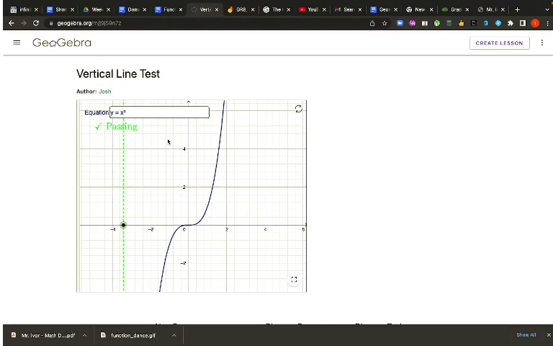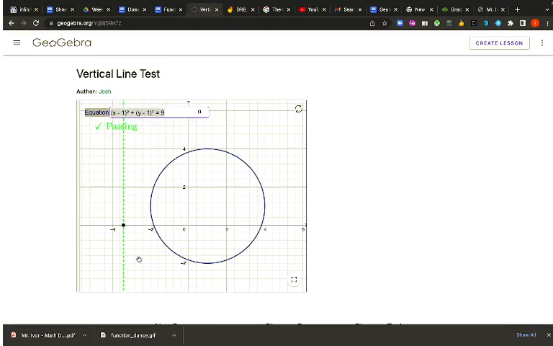If it touches the graph in more than one place, obviously it will fail, and you can see it now in this next example right here, which is a circle. Okay. Now here we have a circle.